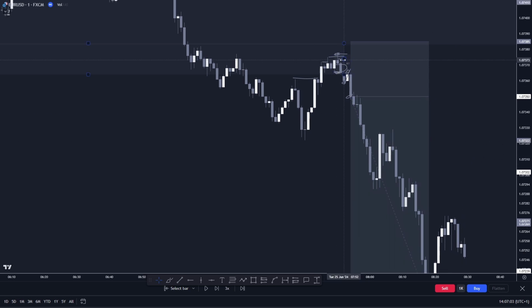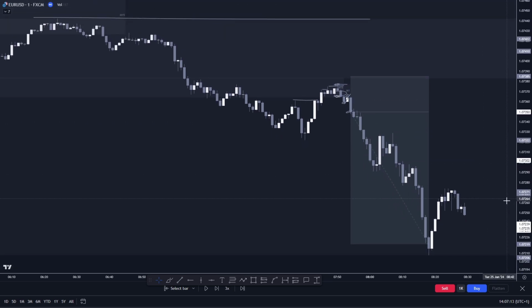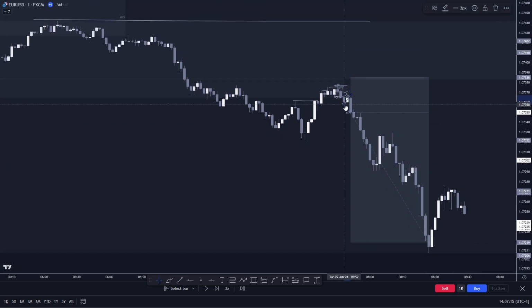You've got breaker mitigation. We swept that liquidity. We shifted to the downside. The range was bearish. We mitigated that breaker. We chopped on here on the M1. We filled in balance in the M1. We got a nice engulfing candle there as well. So that there is a very beautiful trade.